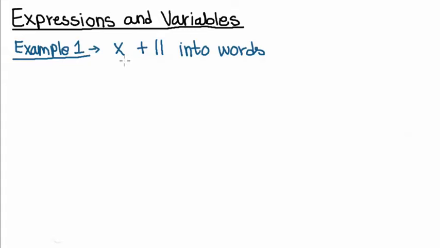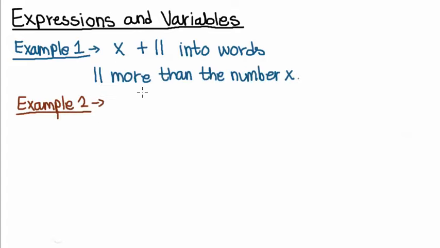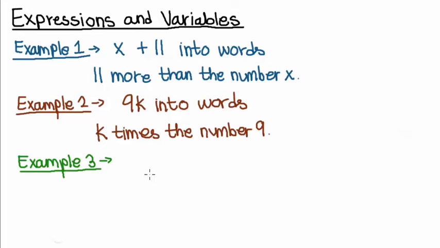Therefore, one way of writing x plus 11 is to say 11 more than the number x. In this example, let's say I want to convert 9 times k, or just simply 9k, into words. I realized that in this variable expression, my number is 9, my variable is k, and the operation is multiplication. So if I want to write 9k into words, I can say something like k times the number 9.